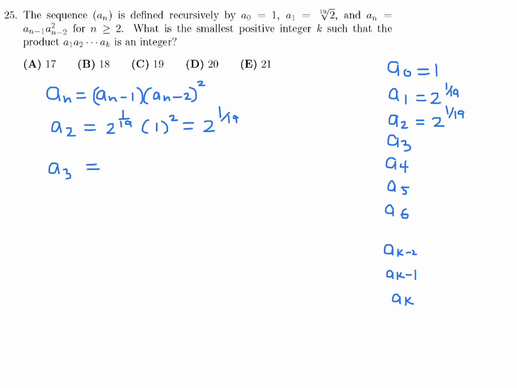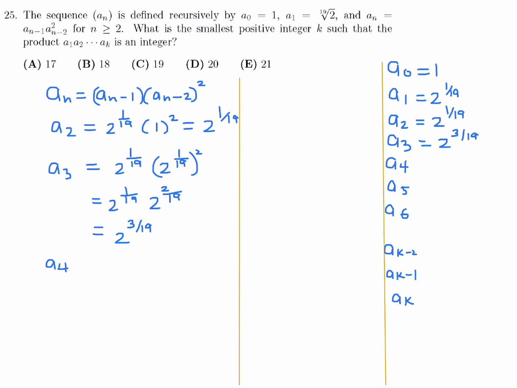A3 is going to be A2, which is 2 to the 1 over 19, times A1 squared, which is 2 to the 1 over 19 squared. And this is going to be 2 to the 1 over 19, and then you're not going to square the exponent, right? You just multiply it, so it becomes 2 over 19, like that. And then of course you just add the exponents, so that becomes 2 to the power of 3 over 19. So I'll put that in here, 2 to the power of 3 over 19. Okay, let's keep going. Let's do a few more.